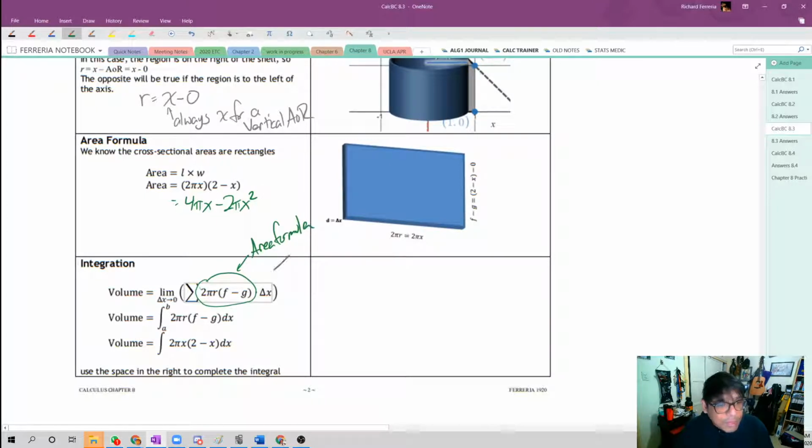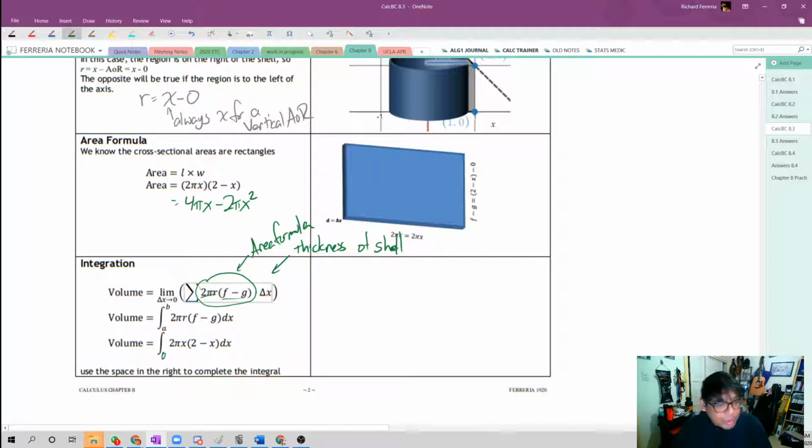Okay. Delta x is the thickness of the shell. Typically, 2 pi r, the radius, is the width of the shell. f minus g is the height of the shell. So we get 2 pi r times f minus g. So let's go ahead and integrate this.